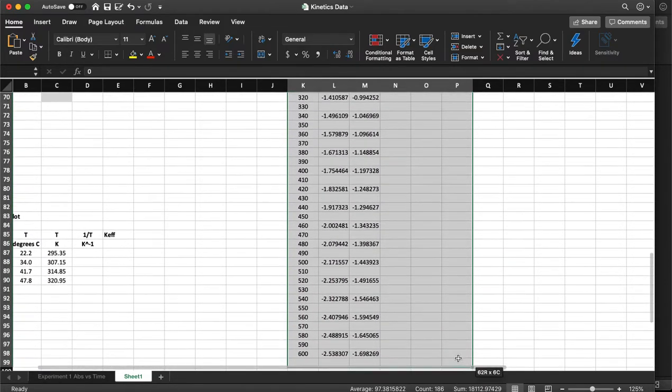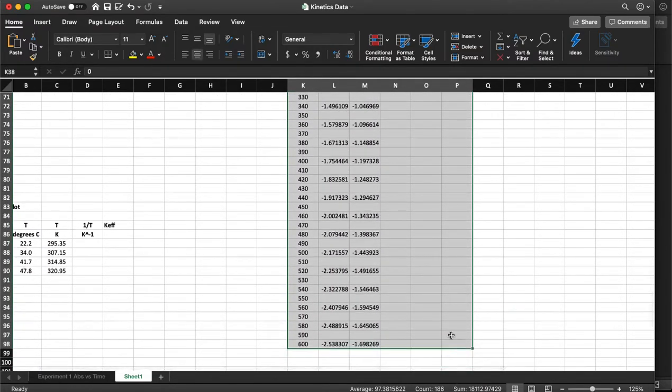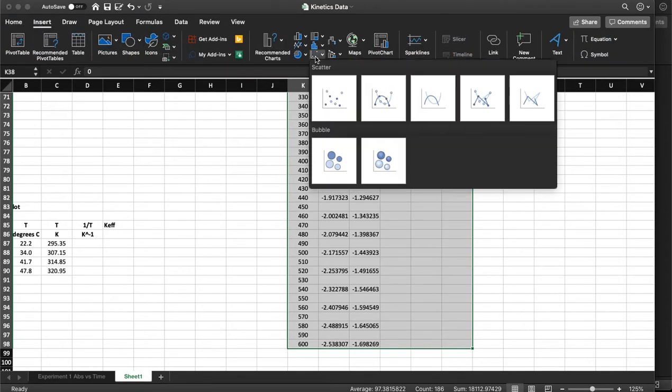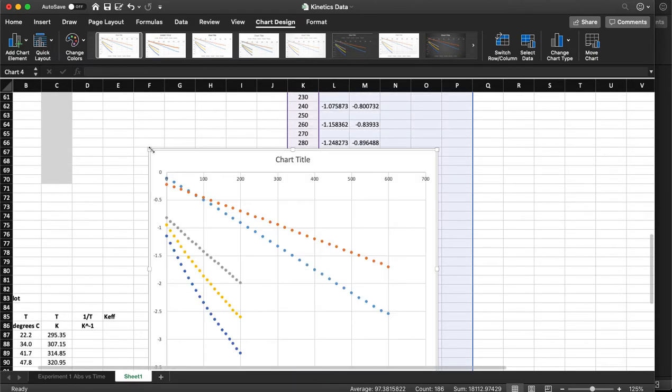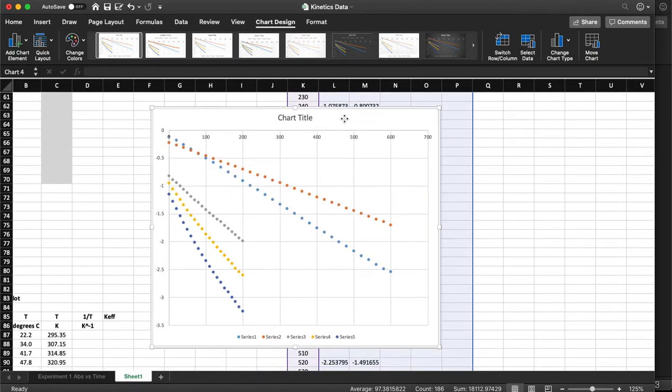I'm going to go down so I make sure I get all my data points involved. And I can still just go through my same normal process of insert, chart. I want this XY scatter plot with nothing connected to start. And what I'm going to get is now this plot. All right, I'm going to blow this up here so that you're not looking at just this little tiny chart. Give myself plenty of space to work with here. So now I have all 5 experiments worth of information all on a singular plot.